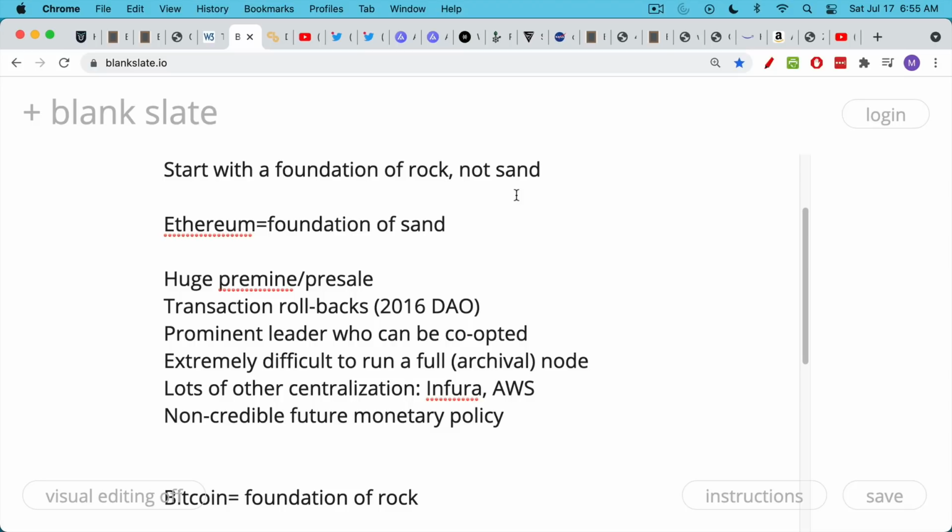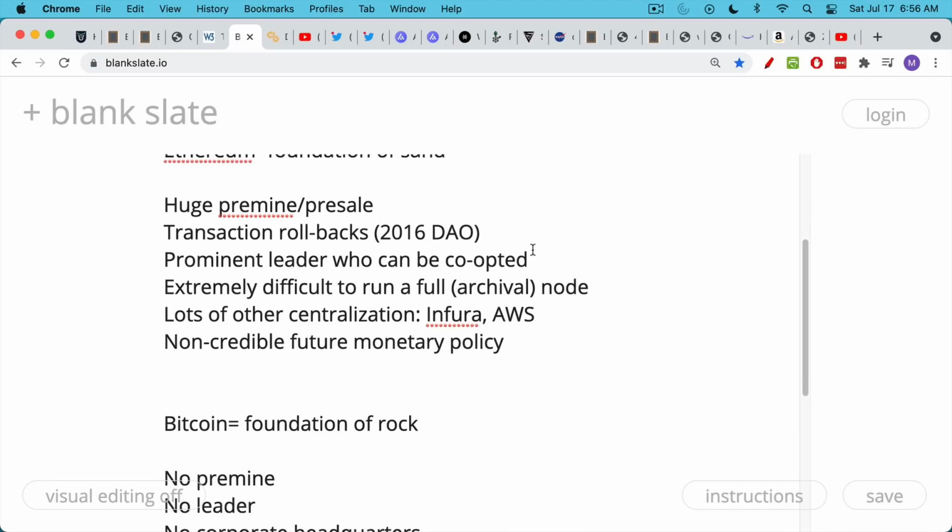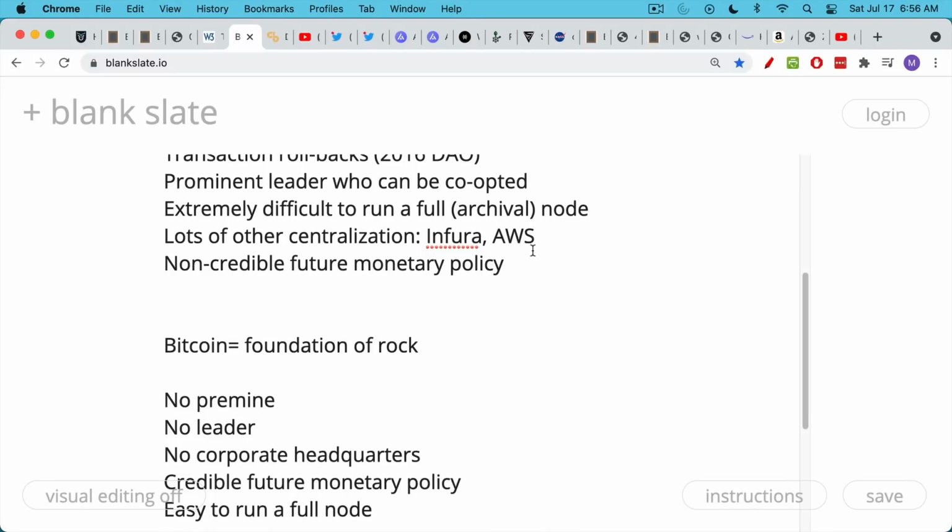The ties to Infura: when Infura, which is a corporation, goes down, Ethereum really grinds to a halt and you can't even withdraw from an exchange. The huge reliance on Amazon Web Services, etc., as well as a non-credible future monetary policy. Ethereum has changed its issuance rate and its monetary policy many times over its history. By contrast, Bitcoin really is a foundation of rock, and this is why we would expect DeFi to make its way to Bitcoin, as I'll show later in this video.